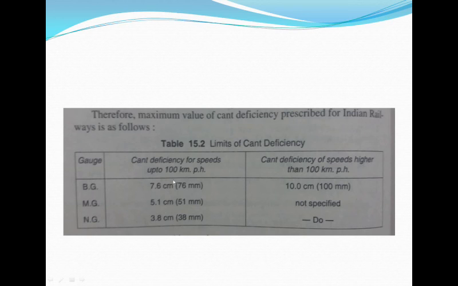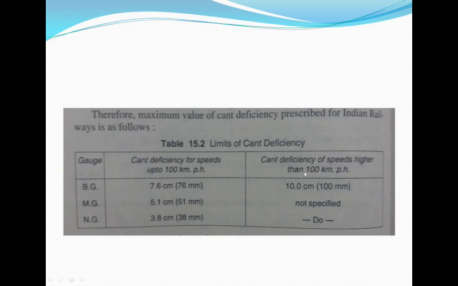So moving on, limitations of cant deficiency. You cannot give the cant deficiency as you wish. There are certain limitations, that you cannot provide the cant deficiency exceeding some of the numbers which are given in this table. The maximum value of cant deficiency prescribed for Indian Railways is as shown in the following table. For speeds up to 100 km per hour, for a broad gauge track it should not exceed 7.6 centimeters, for a meter gauge track it should not exceed 5.1 centimeters, and for a narrow gauge track it should not exceed 3.8 centimeters.